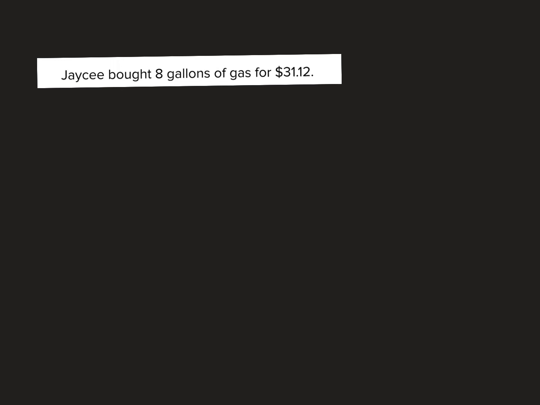JC bought 8 gallons of gas for $31.12. All right, so our ratio in this case is 8 gallons for every $31.12. Well, that is just one ratio or point on the graph. I want to figure out how much it's growing by every single time she buys a gallon of gas.